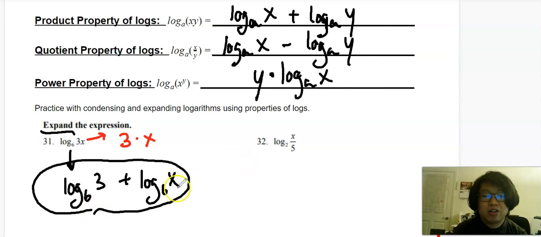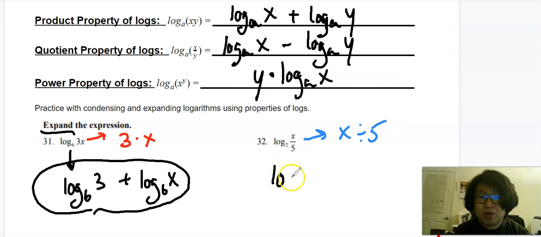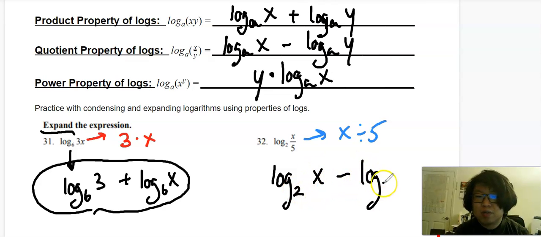There's no need to really evaluate these two things, although you could certainly plug the left one into a calculator to figure out the value. But we don't need to do that right now. What we're doing is just expanding the expression. Let's take a look at the second one: log base 2 of x over 5. This one is a dividing problem, right? It's x divided by 5. So when I rewrite it, I have to use the second property: log base 2 of x minus log base 2 of 5. And that's my answer.